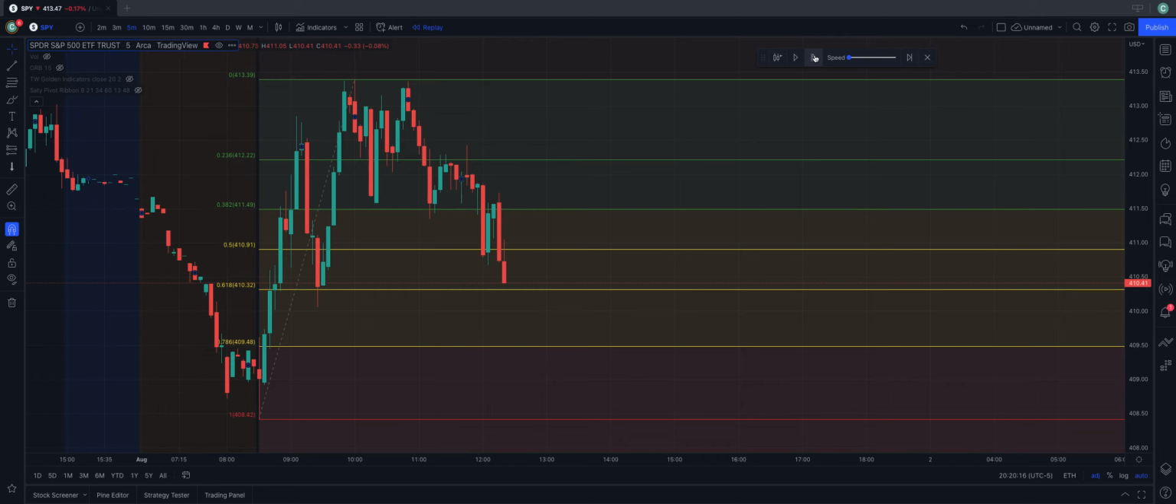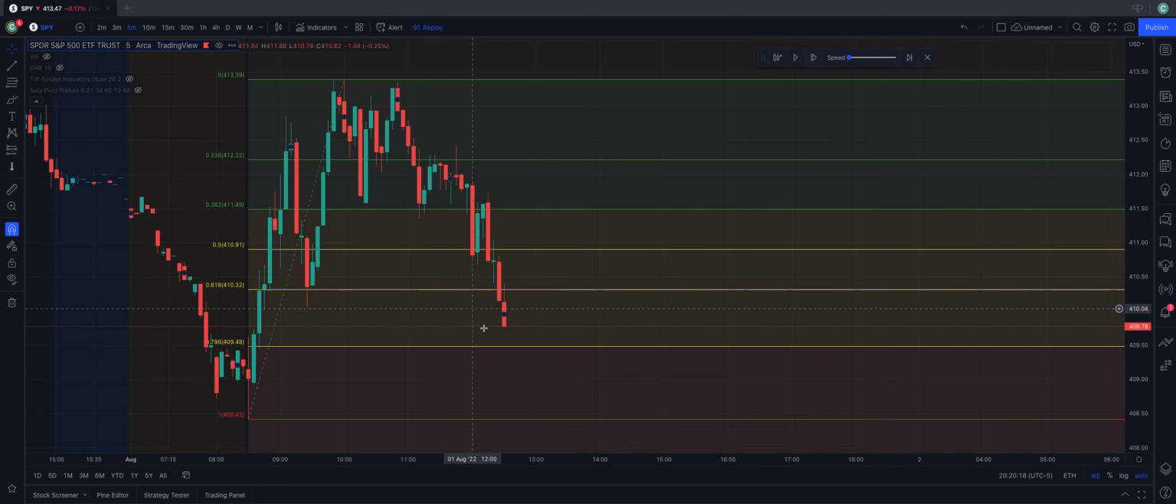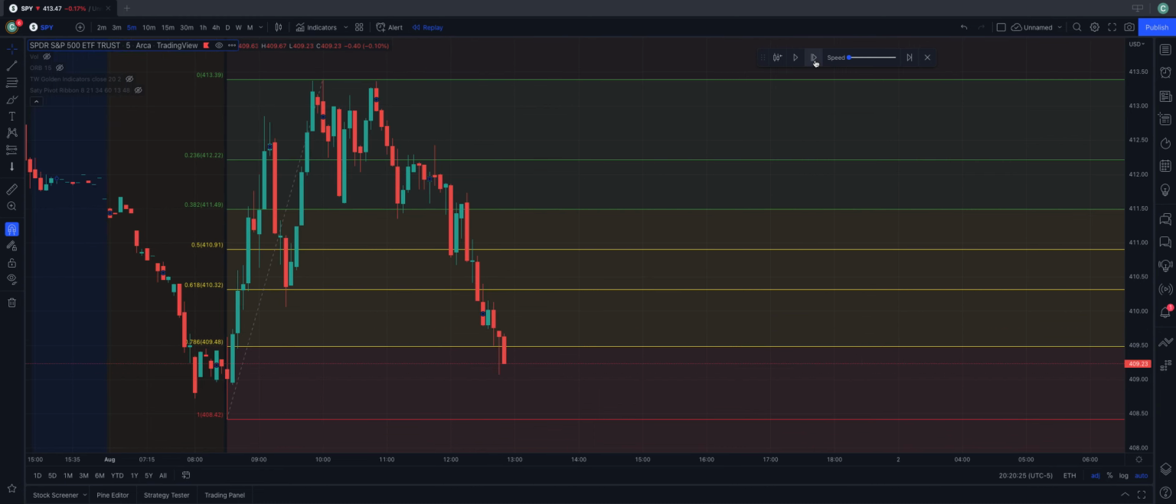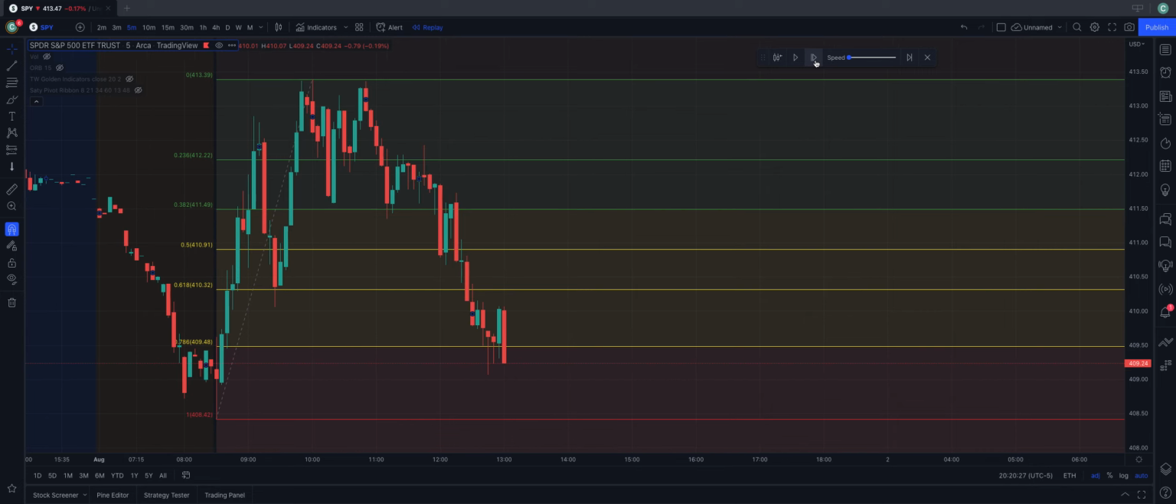Comes back down and then stopped out here. But wait, watch what you see here in just a second. Goes below the 786. Then we come back above it.